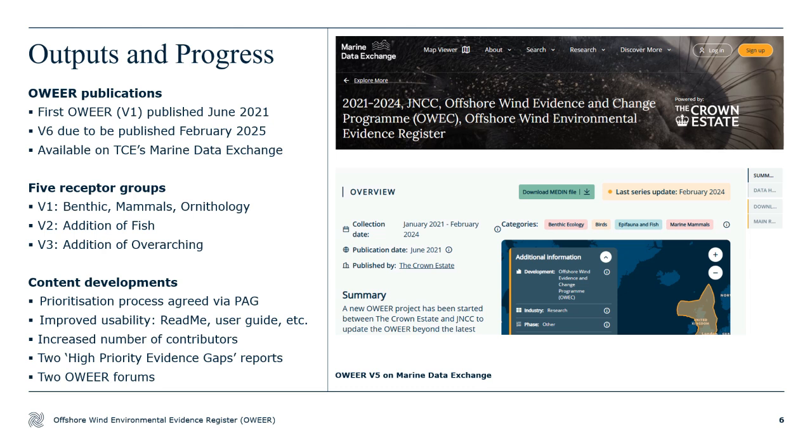We've improved the overall usability of the register and increased the breadth of contributing organizations, which include SNCBs, industry, and research bodies. We've published 2 high-priority evidence gap reports that detail high-priority themes needing urgent research within each of the receptor groups. And then finally, we've hosted 2 OWEER forums to bring together stakeholders from offshore wind to discuss the register itself, but also barriers, opportunities, and general needs within offshore wind research.